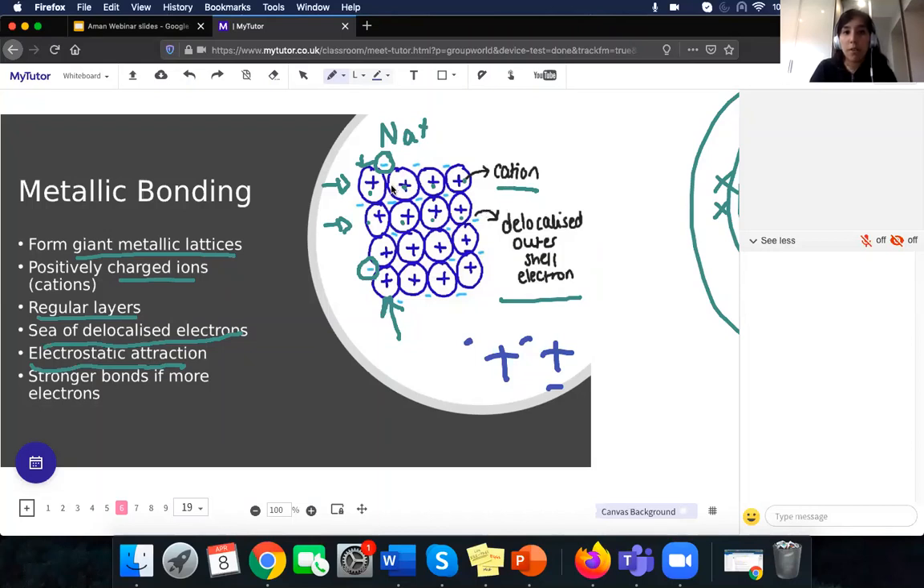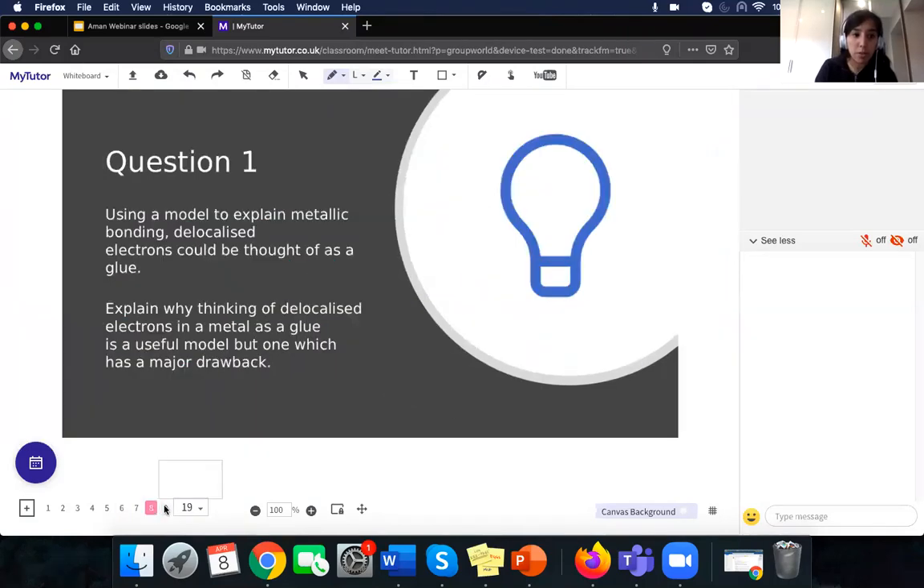So everyone is saying that the electrons help to stick the lattice together. That's exactly correct, as I just said. The drawback is that we know delocalized electrons can move, whereas glue doesn't move. So remember, glue is a very hard substance once it dries and it holds things together, but we know these electrons are free to move. So the drawback of thinking about electrons as glue is that glue doesn't move, whereas electrons can because they're delocalized. Okay, excellent. Very well done, everyone.